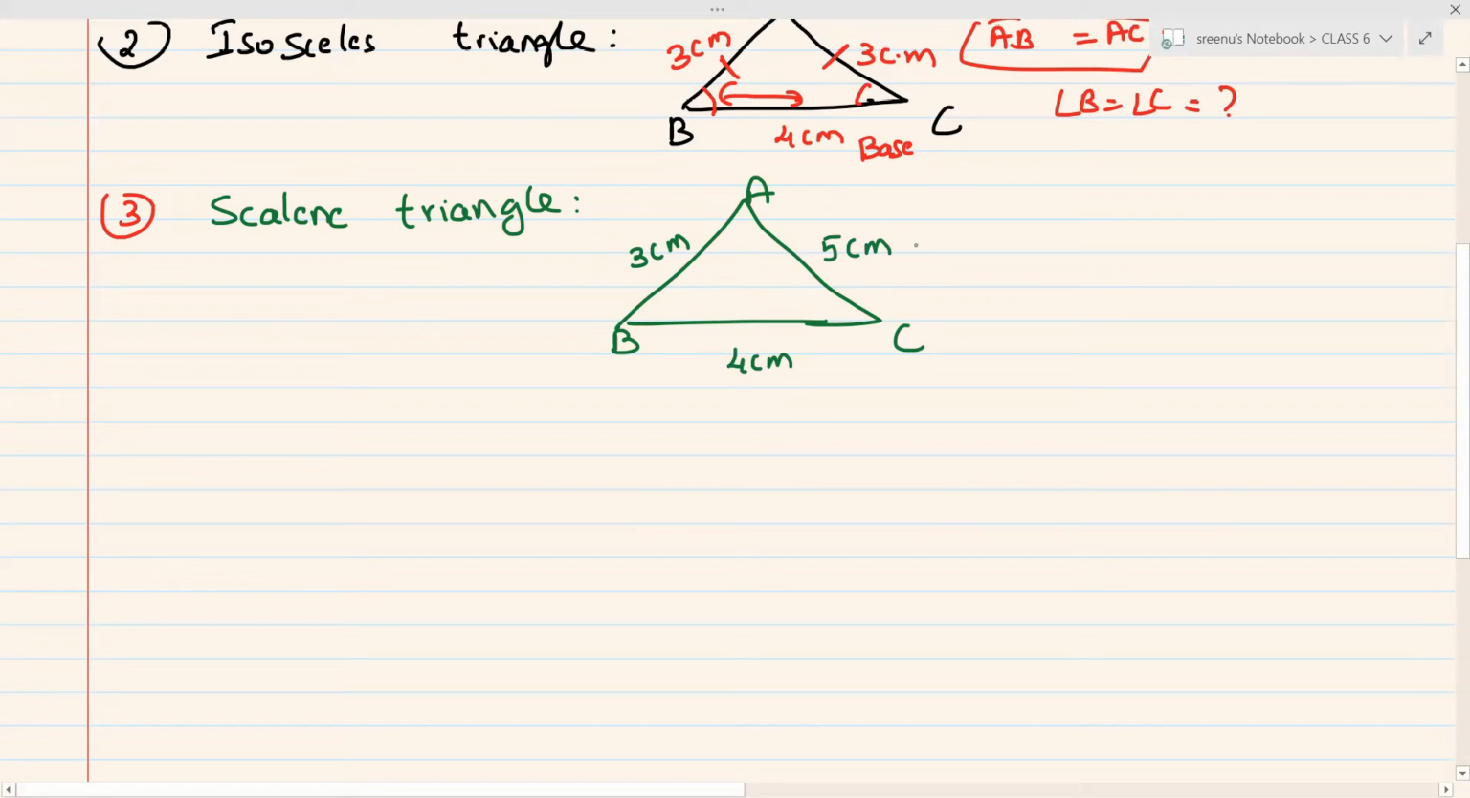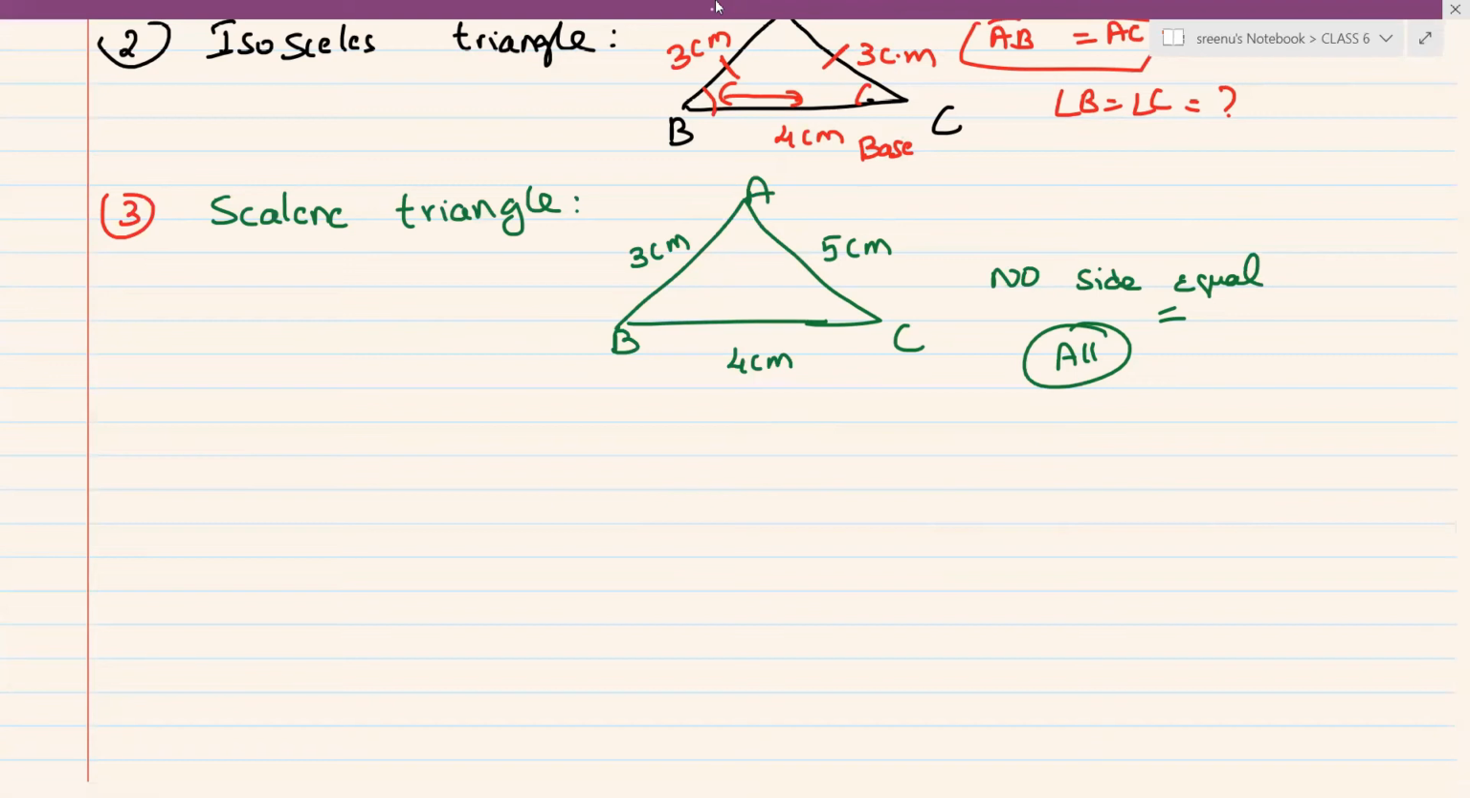Yes, no side is equal to the other side. All the sides are of different length. If no two sides of the triangle are equal in length, then it is called a scalene triangle.